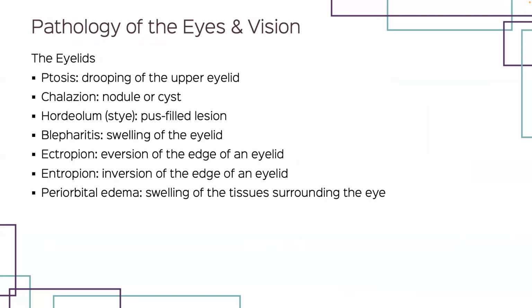So some of our pathology of the eyes: your ptosis is just the drooping of that upper eyelid. So it's not even really the lid itself. It is kind of that fatty portion that's right underneath the eye. Your blepharitis is going to be just a swelling of the eyelid. Your ectropion is going to be an eversion of the edge of an eyelid. And then your entropion is going to be where it goes inwards.